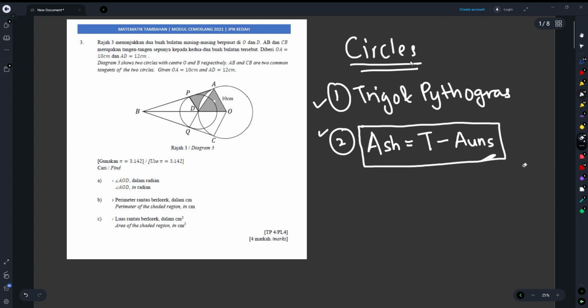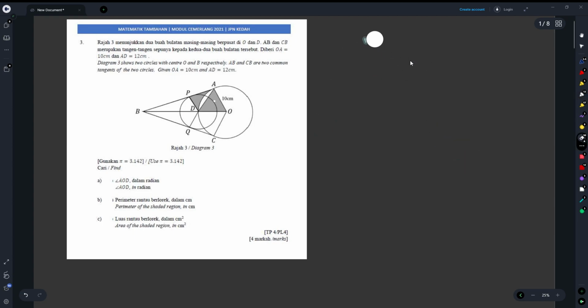So let me erase all this. When it comes to the first part of the question, diagram 3 shows two circles with center O and B. Actually this is a typing error, this is not B, this is actually D. You can see here O and D respectively. AB and CB are common tangents of a circle. Given OA is 10 cm and AD is 12 cm.